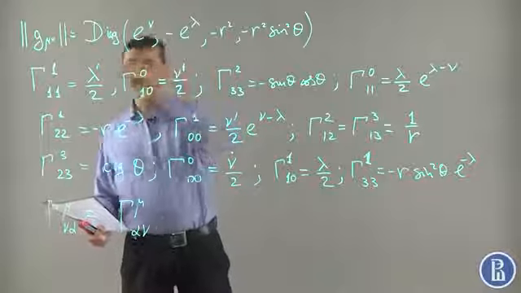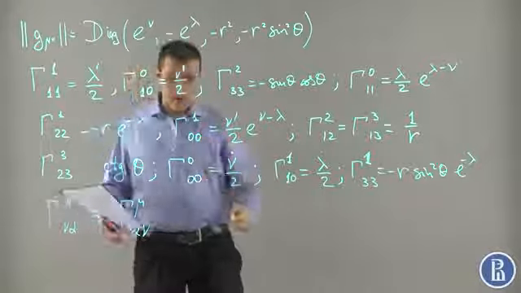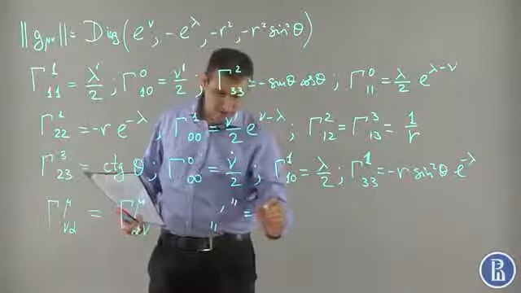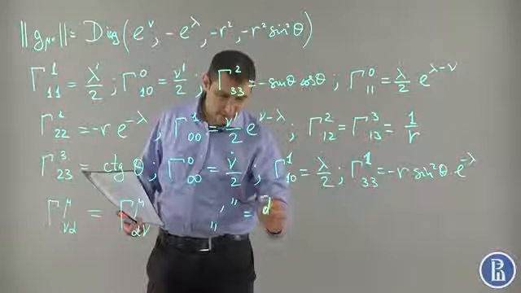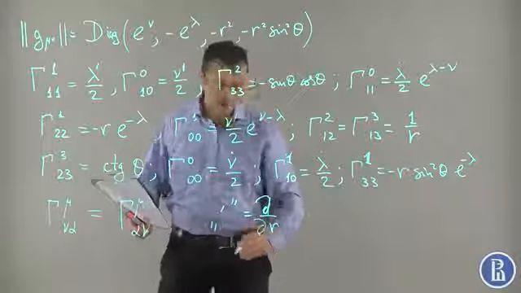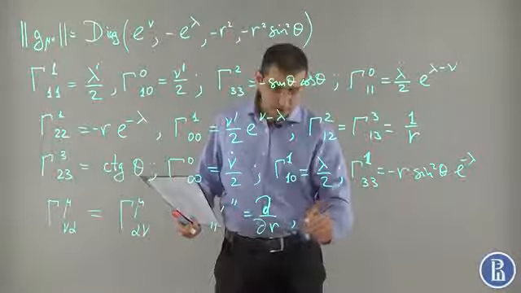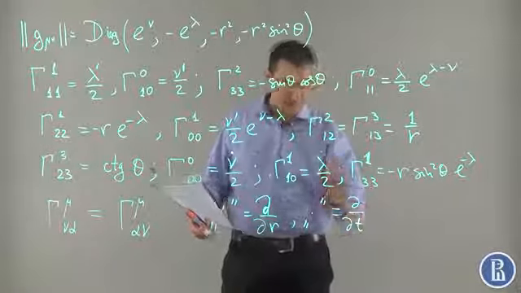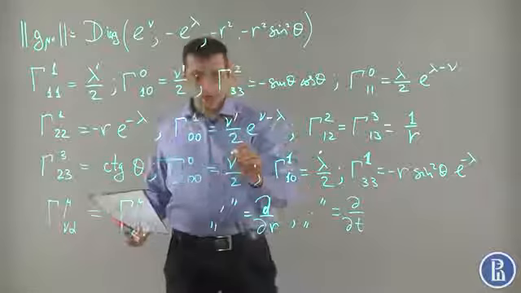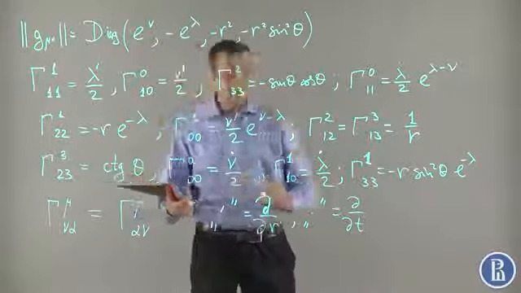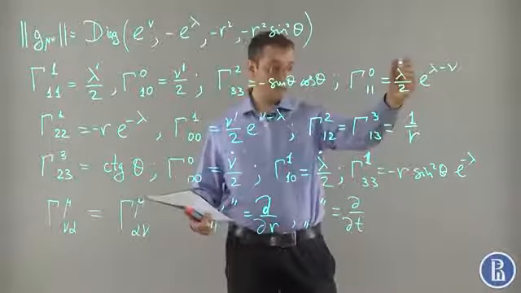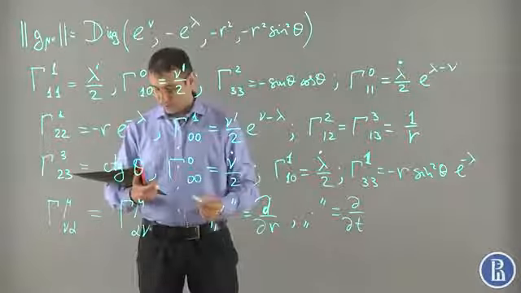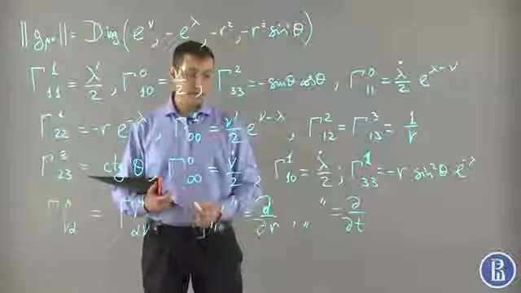So this is prime, and prime means differentiation with respect to r, partial differential d over dr, while dot means partial differential d over dt. So this is dot, this is dot, this is prime, this is prime. Here is dot. Yeah, that's it to understand what is standing for the Christoffel symbols.